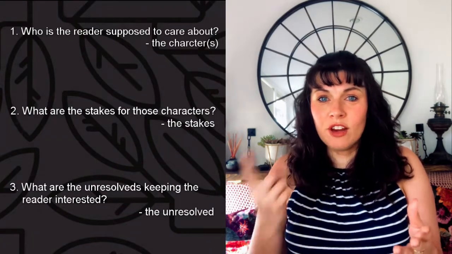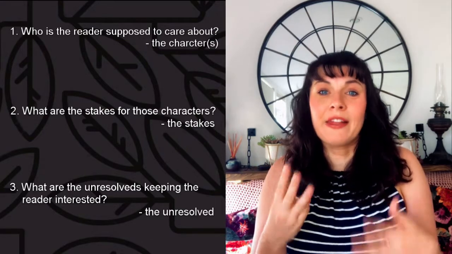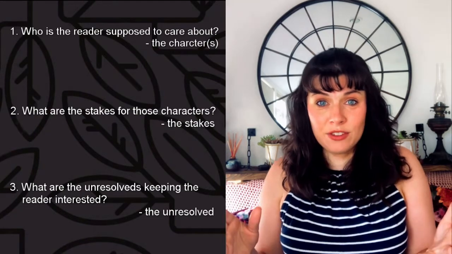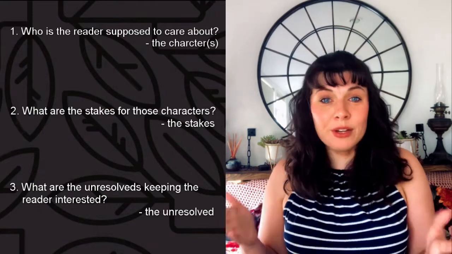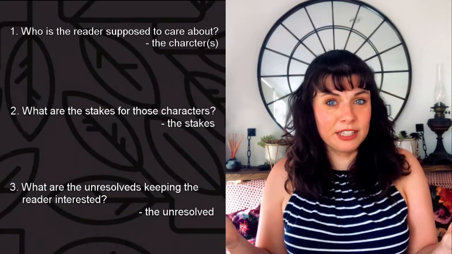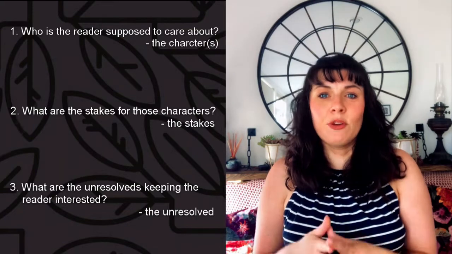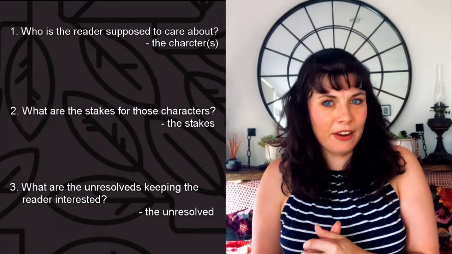Those 3, the unresolved, the character, and their stakes, are the trifecta of conflict, and they'll help you identify where the problem is. If you can't answer any of those questions, then you already have a very good starting point to work from. So how do we figure out what went wrong and how to fix it? First of all, we need to check that the unresolved, the character, and their stakes have all been effectively established at this point. First up, the characters.